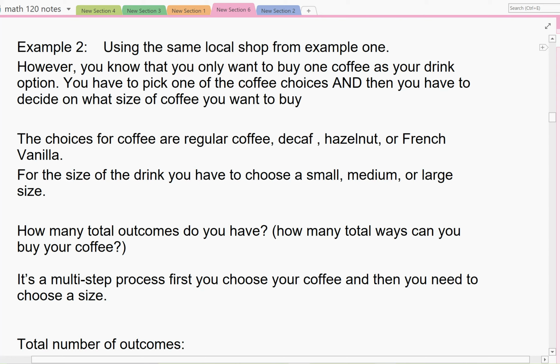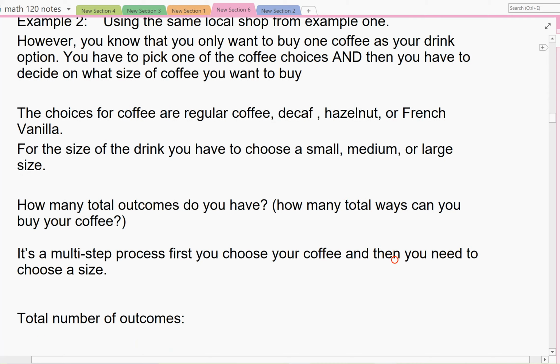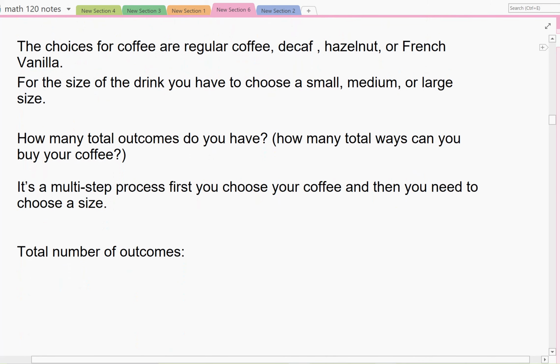So you're going to pick one of the coffee options, and then you have to pick a coffee size, right? You're making a multi-step process. You're making 2 choices when you're buying your coffee. What type of coffee and how big of coffee? Remember, the coffee choices were regular coffee, decaf, hazelnut, and French vanilla. So there are 4 options for my coffee. And the drink size, I can pick a small, medium, and large. Simple local shop. So I have 3 choices for my drink size.